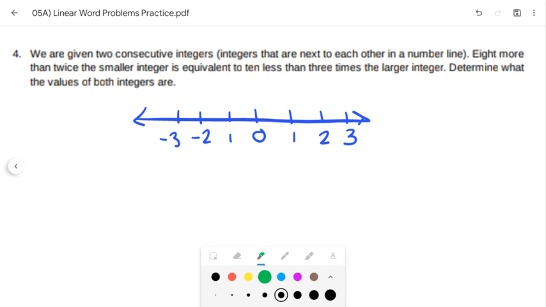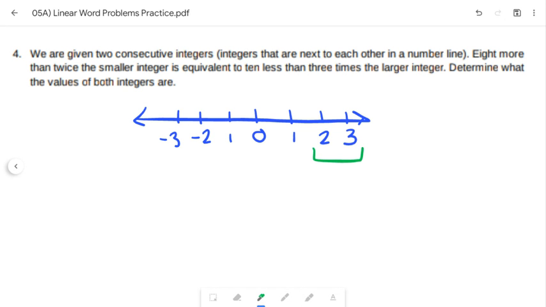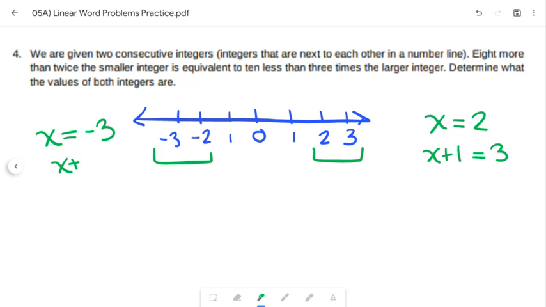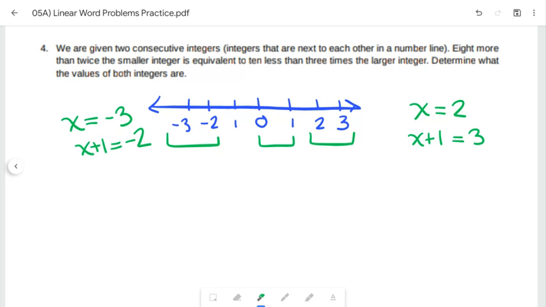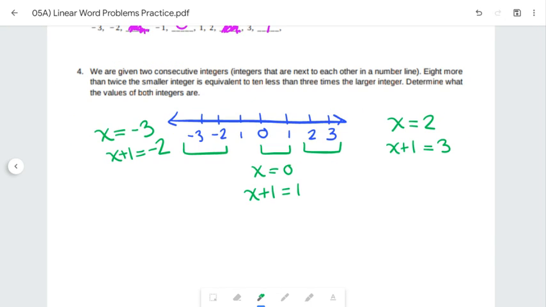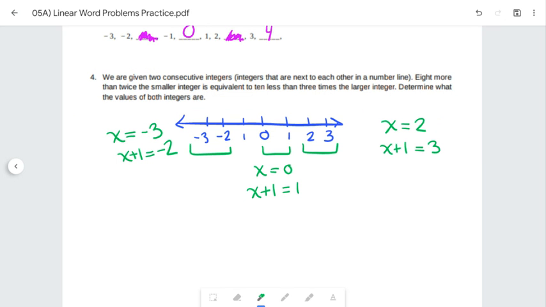An example of consecutive are like 2 to 3. So if x was equal to 2, x plus 1 would equal 3. Same thing down here. If x equaled -3, x plus 1 would equal -2. So consecutive means we're just 1 away. Even one more time, if x was equal to 0, x plus 1 would equal 1. So when we're talking consecutive, we're always thinking that the larger integer is 1 more than the smaller.